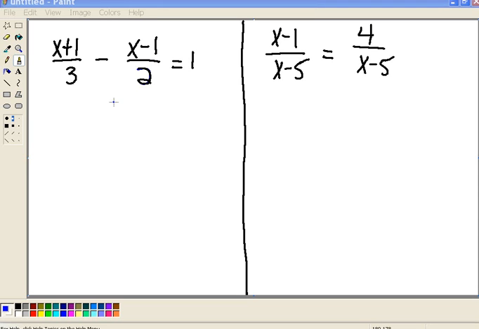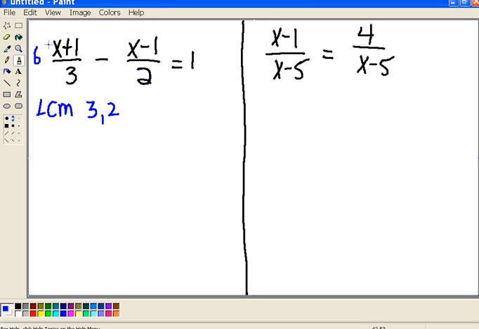Hi, in this video we will do a couple more examples of solving rational equations. So again, when we want to solve rational equations, we want to get rid of our denominators, and the way that we do that is multiply through by our least common multiple. So in this problem, I'm looking for the least common multiple of 3 and 2. I know that to be 6. 6 is the smallest number that both 2 and 3 will go into.